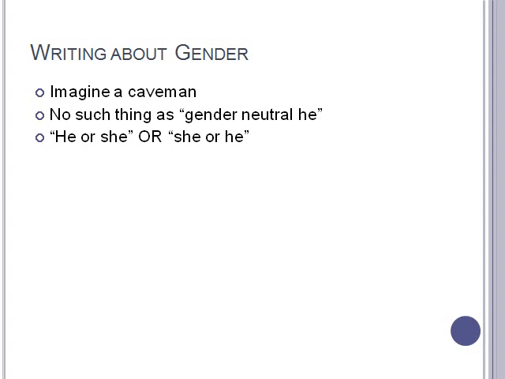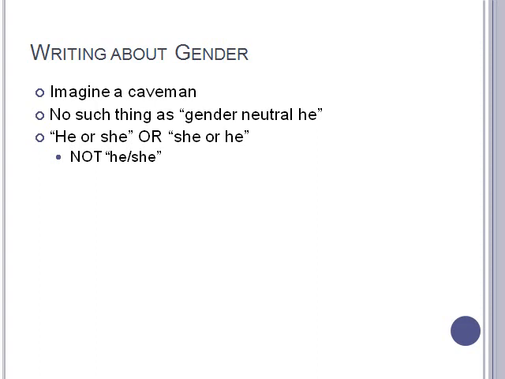Since there's no gender-neutral he, we want to avoid using the pronoun he to refer to both men and women. So one thing you'll see frequently is the use of he or she in place of that he pronoun, or she or he. The order doesn't really matter. So you might see a sentence with that, but you don't want to write it he/she or she/he. That would be inconsistent with APA style. So if you're going to do the he or she, make sure you write it out with the or.